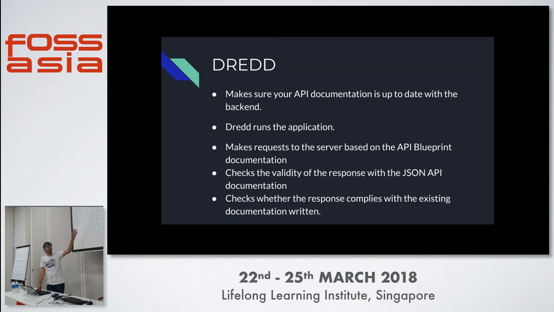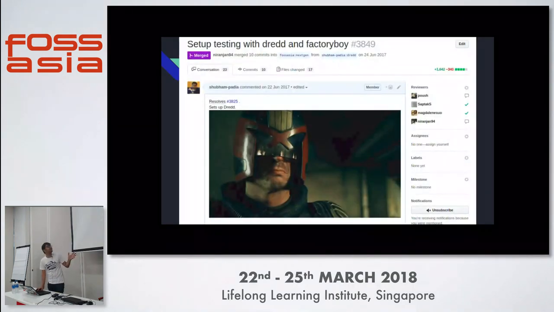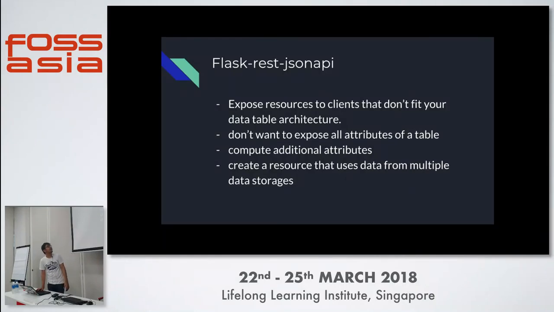If it's compliant with the JSON API specification, the next step, it checks whether it complies with the existing written documentation. So this is the pull request for that feature. We've used Flask REST JSON API as a framework for the JSON API specification.